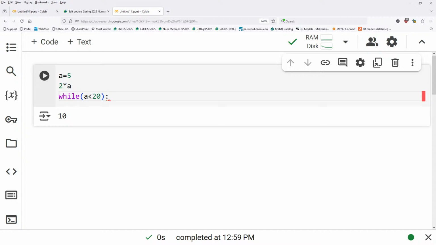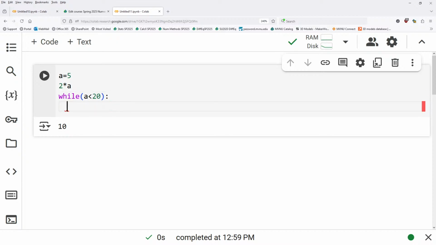But any looping, any if-then statement, you end with a colon, and then everything is indented. So anything under here, that's how the flow works. Once again, I'm not a computer scientist, so I'm sure this has a name, the way this works. Notice that this is indented. So while A is less than 20, it will just continually do whatever is below here that is indented.